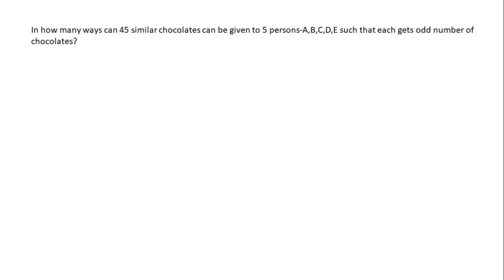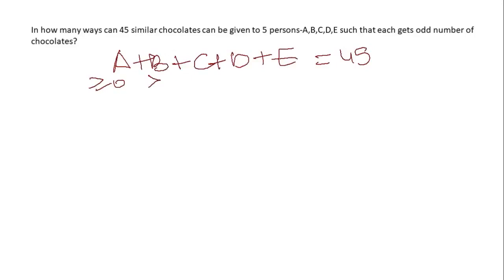So what we know, a plus b plus c plus d plus e is equal to 45. This is clear, you have done this. Okay? Greater than 0, the number should be greater than 0, I mean, greater than or equal to 0. You have started from there, that's okay. But how are you going to do it?